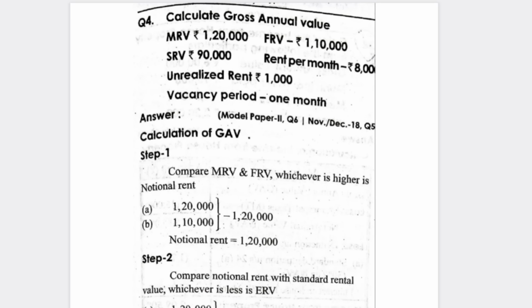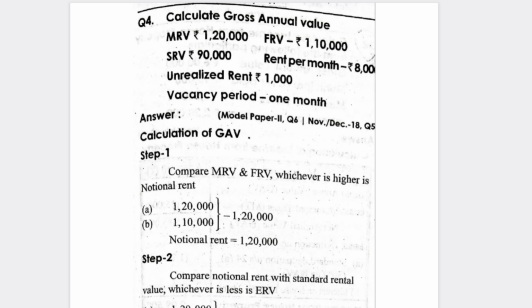Here I will do the example question. Here you see, calculate GAV, that is gross annual value. MRV they have given 1,20,000, FRV 1,10,000, SRV standard rental value 90,000. Rent per month, actual rental value means whatever amount you are receiving every month, that is called ARV. How much are you receiving? 8,000 per month. Unrealized rent you are having, and vacancy period 1 month. Vacancy period is when no one is in that room. No tenant is there in that 1 month, so you will not get rent at all.